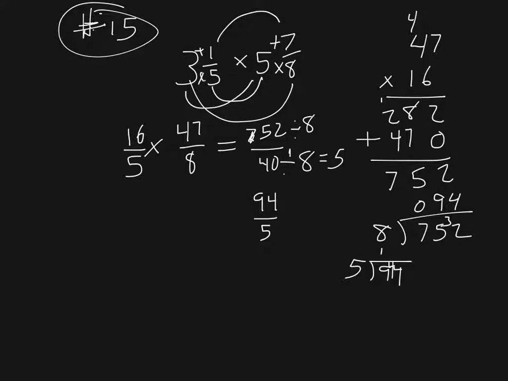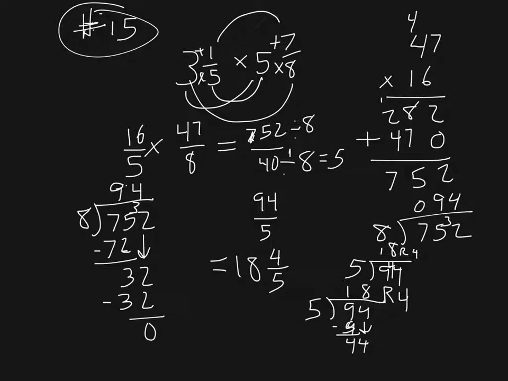5 goes into 44 8 times with 4 left over. So we get 18 with a remainder of 4. So this is 18 and 4 fifths. Okay, I took a moment off recording here to add in the long division and to rewrite the division a little bit larger so you can see it. Still not that neat, but maybe it'll help out.